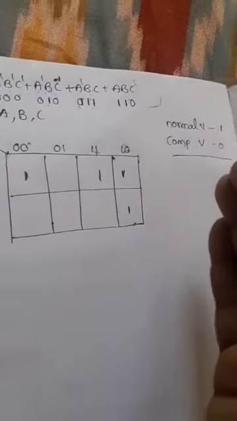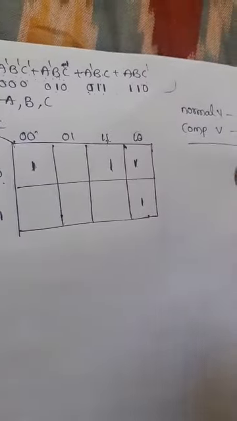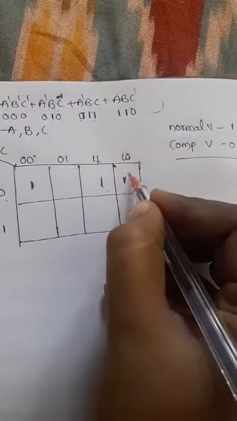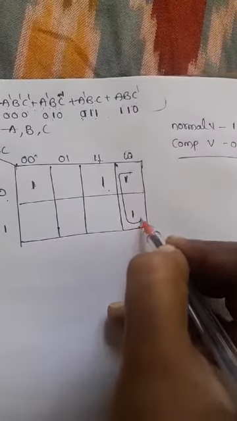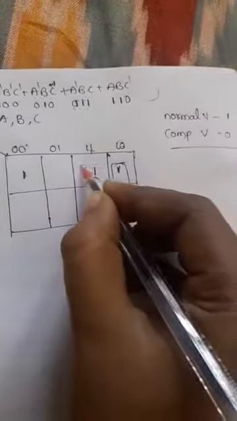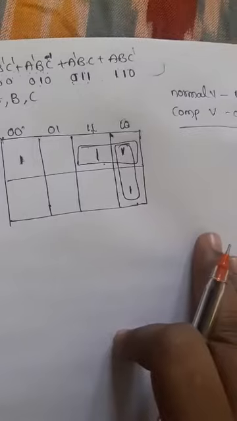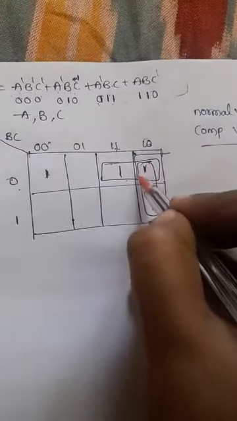After placing the min terms, what is the next step? We group the cells. Whatever adjacent cells we have, we group them. So check here: this is a 1 and this is a 1. How to write it? We can write it like this. This is one group, and this is also one group. What about this? Here I can do like this.